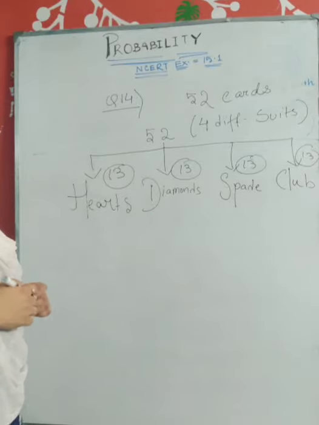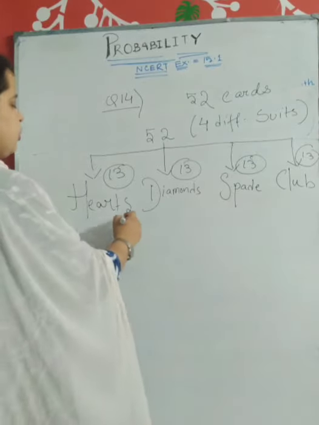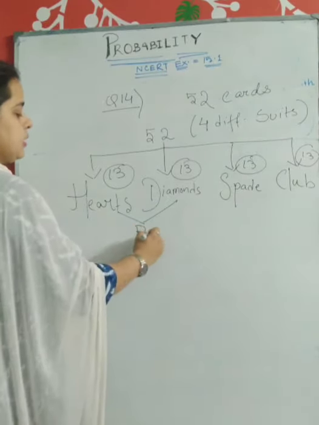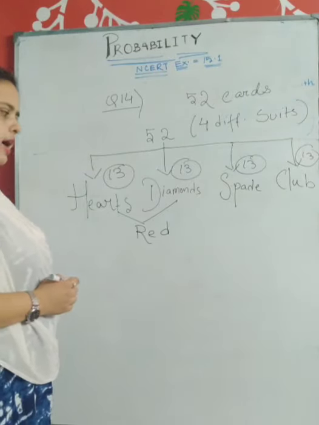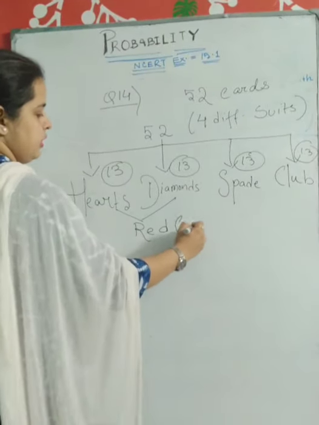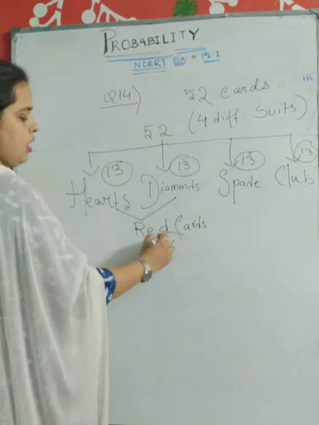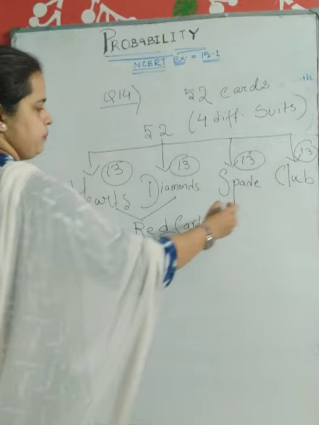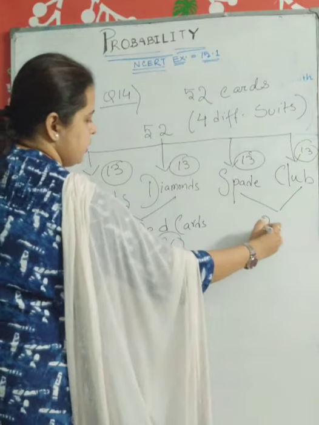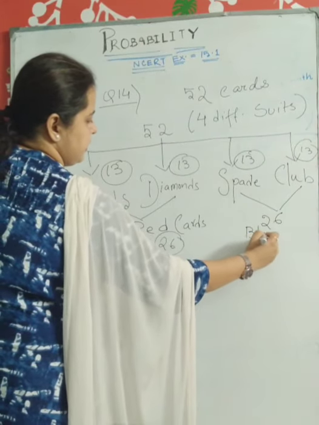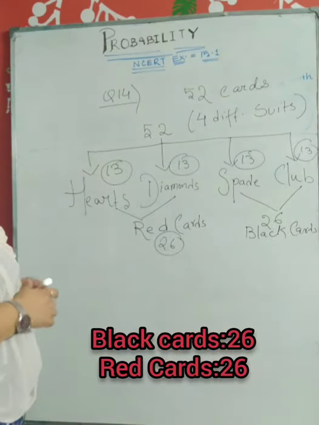Correct? Now, what is the thing? We have to know first how many of them show red color cards. That is the first two I have written. Hearts and diamond give us red cards. So 13 plus 13, how many red cards? 26 red cards. Spade and club give me another 26 black cards. Okay, now this is over.